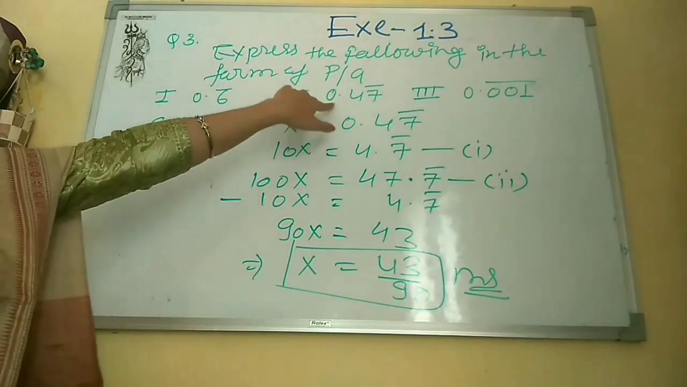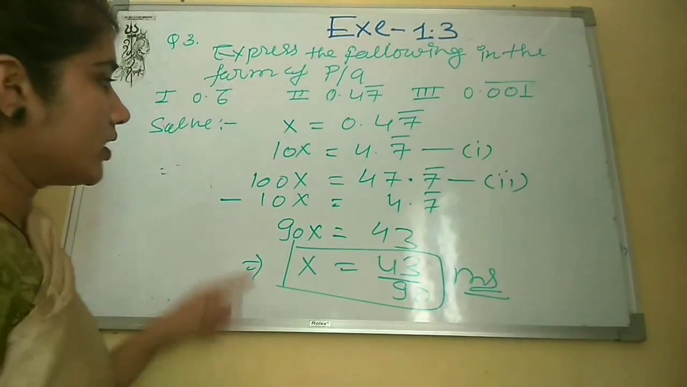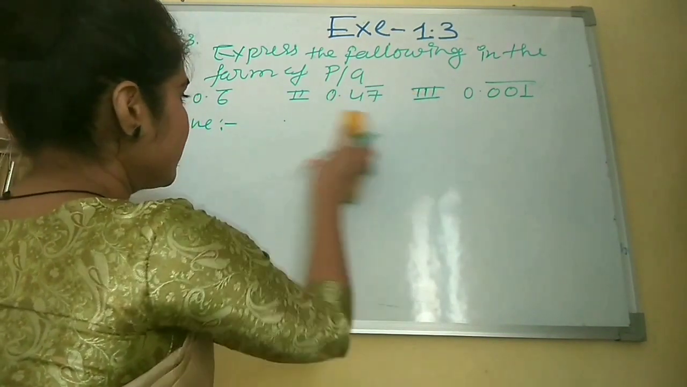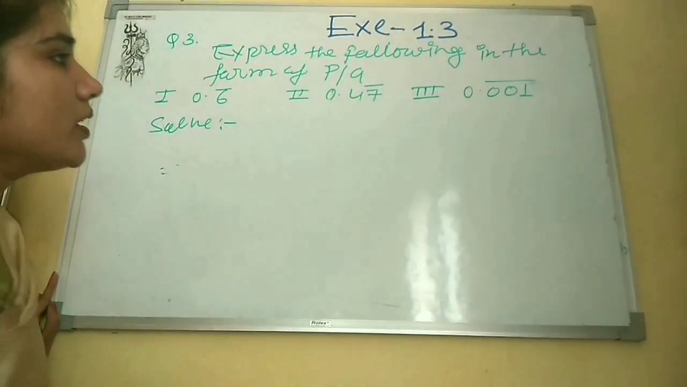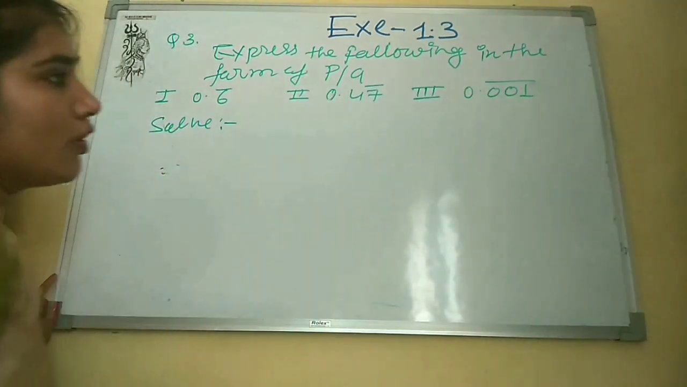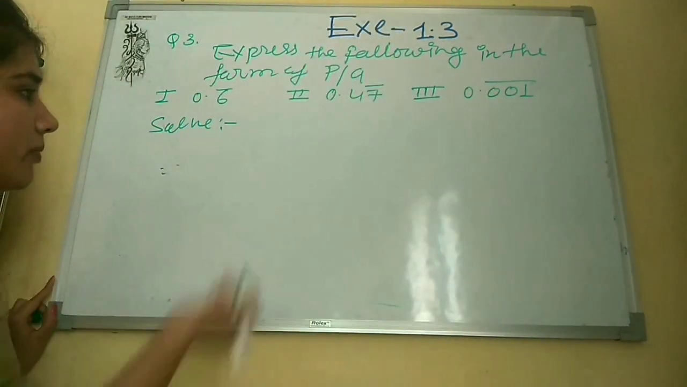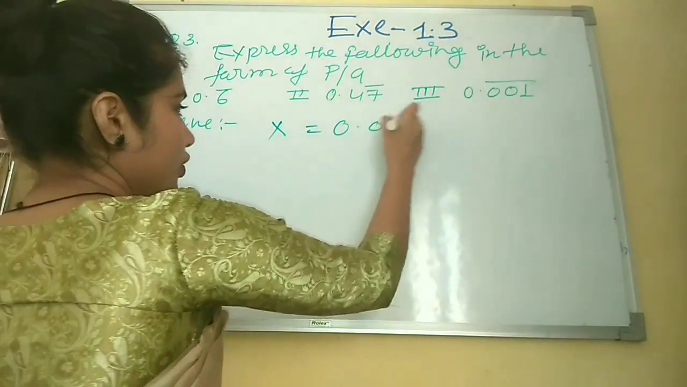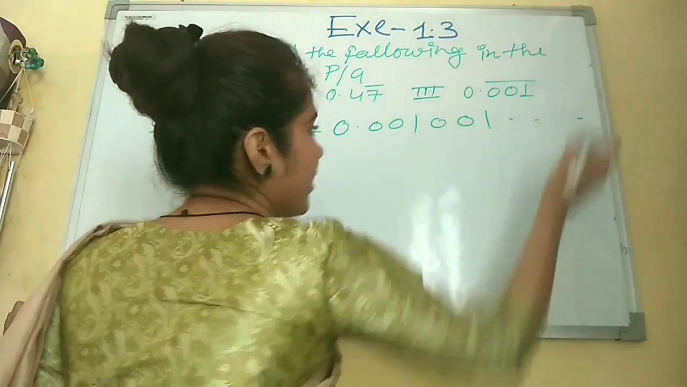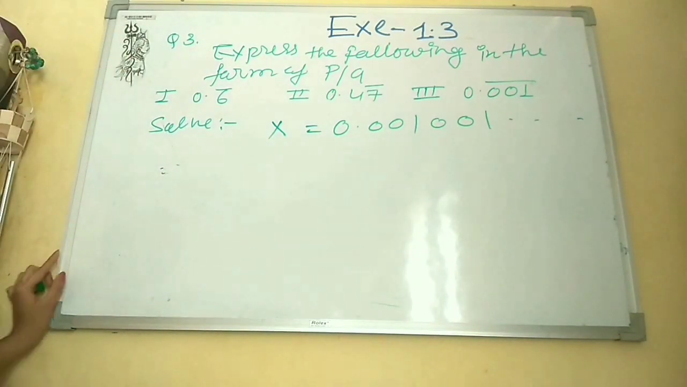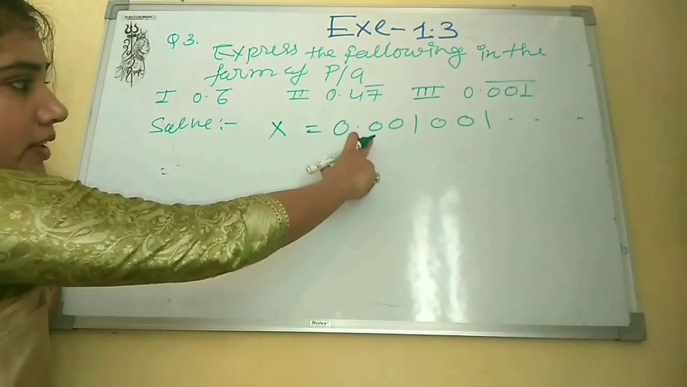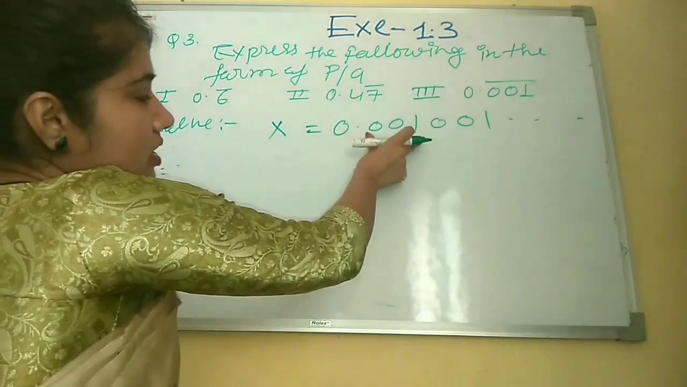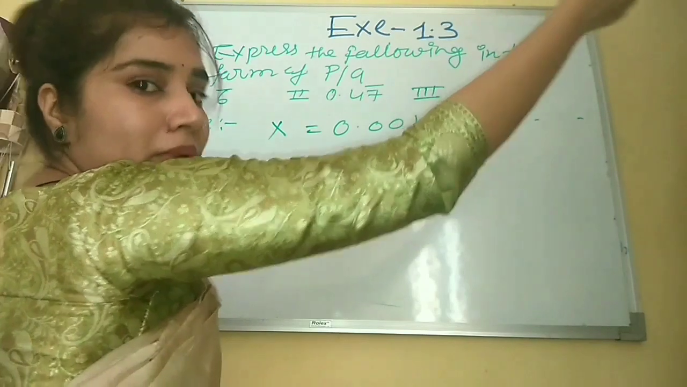Okay, for this question. Okay, now next question. 0.001 is in a repeating form. Just assume x equal to 0.001001 up to infinite times. Now you're seeing that after the point there are 3 digits which have a pattern. After these 3 digits it is again going to repeat.